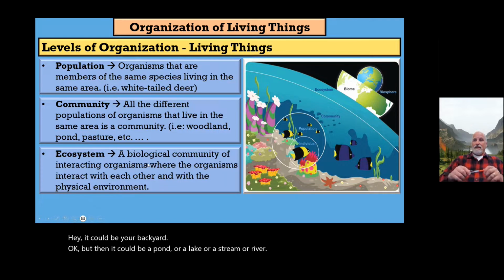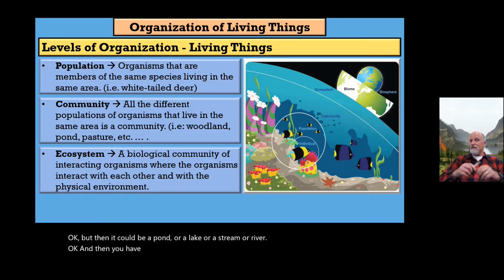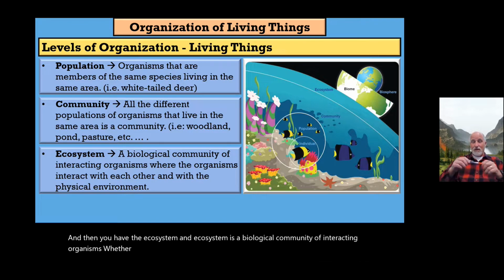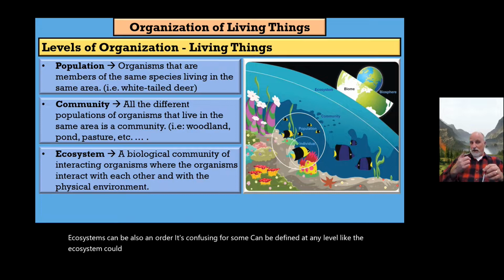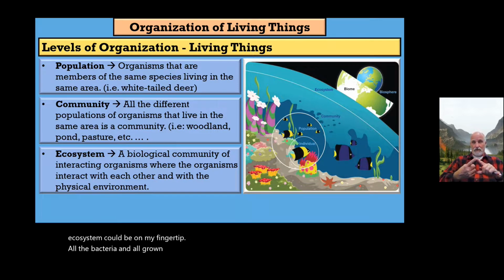And then you have the ecosystem. An ecosystem is a biological community of interacting organisms where the organisms interact with each other in the same physical environment. Ecosystems can also be, and this is where it gets confusing for some, defined at any level. Like the ecosystem could be on my fingertip, with all the bacteria growing right there on my fingertip. That's its own ecosystem in itself.